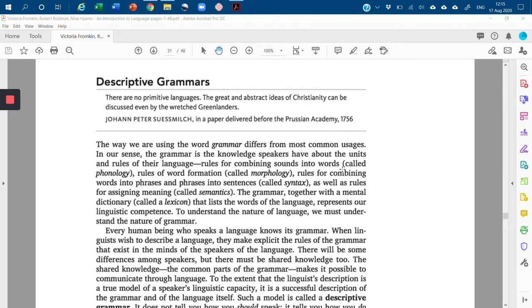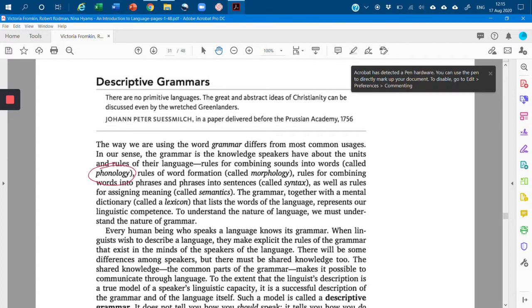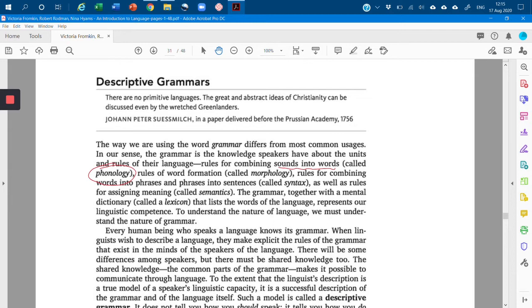So grammar is broken down. We talked about having the rules for the units of language, right? So particularly when you look at things like phonology, phonology is the combination of sounds into words. As you can see here, combination of sounds into words. So by putting together a group of sounds according to certain rules, you have words that are formed in sound.